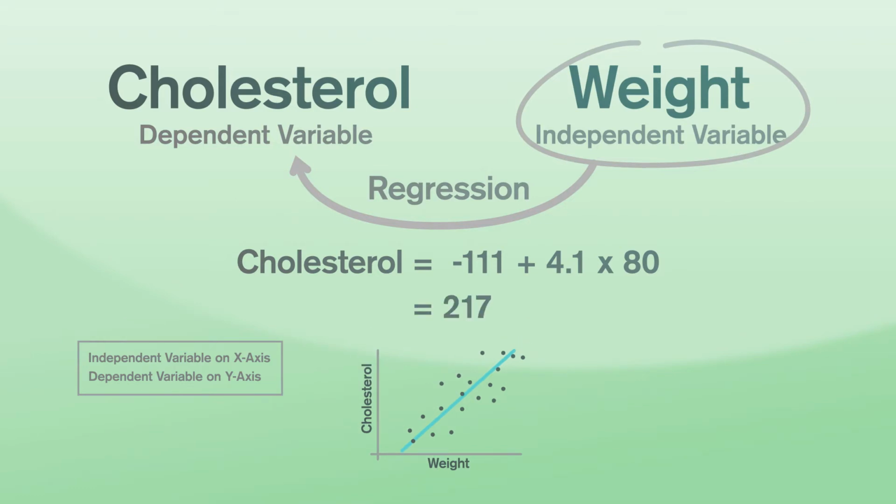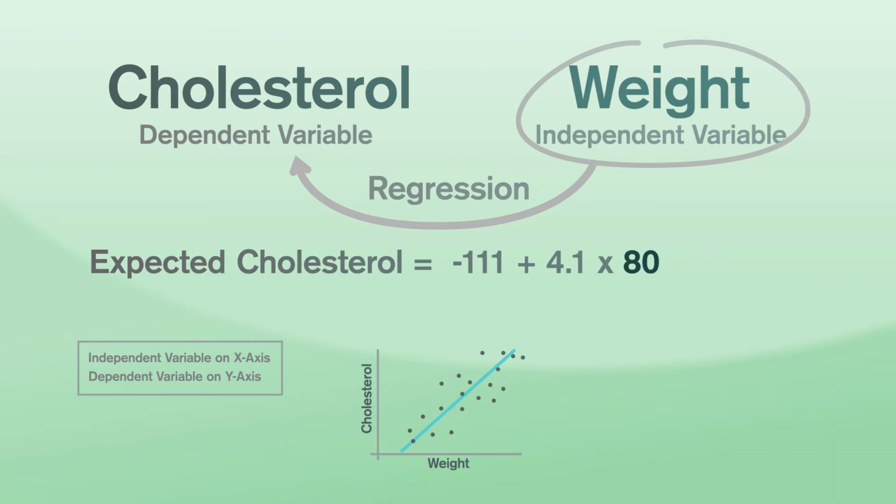Let's assess the equation in more detail. First, we really should state it as expected cholesterol equals minus 111 plus 4.1 lots of weight, since we are estimating the cholesterol result on average for a given weight. In the equation, the value 4.1 has an interpretation. Many of you may have heard of the gradient or slope of a line. Well, this number also has an interpretation in this context.